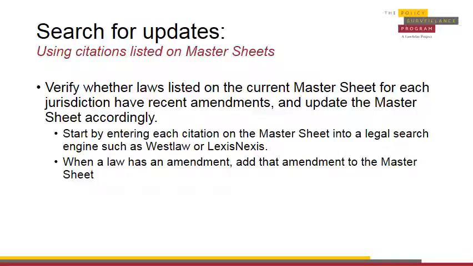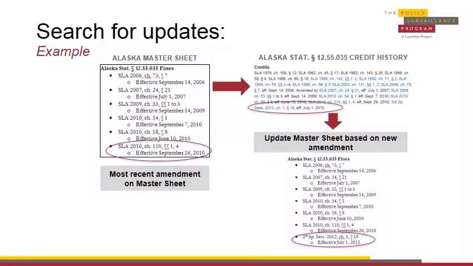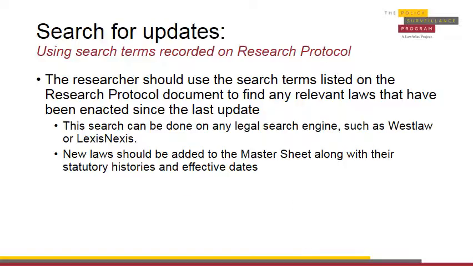If a law has been updated, the statutory history in a legal search engine should include an amendment that is not listed on the current master sheet. The statutory history is the session law number for bills and agency notice for regulations. Above is an illustration of what checking a master sheet for amendments would look like. The researcher should compare the statutory history in the current master sheet to the statutory history in a legal search engine to determine if there have been any recent amendments.